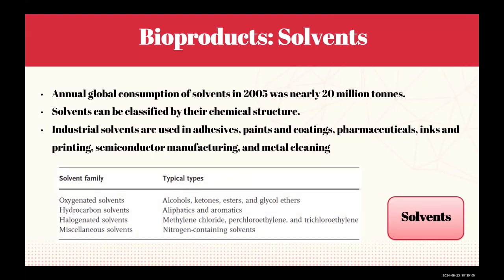The industrial solvents are essential in many sectors. They're widely used in adhesives, paints, coatings, pharmaceuticals, inks, printing, and even semiconductor manufacturing, as well as metal cleaning. This broad range of applications underscores their importance in both consumer products and industrial processes. The table on the slide provides a summary of the typical types of solvents within each solvent family, the ones that I've mentioned before. For example, for the oxygenated solvents, the typical types include alcohols, ketones, esters, and glycol ethers.